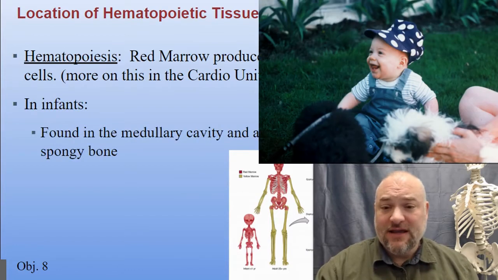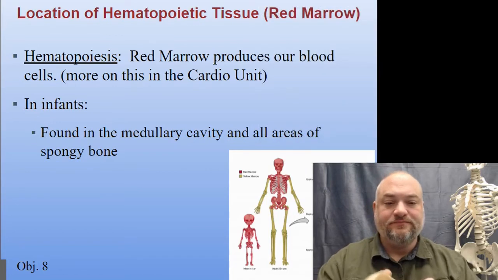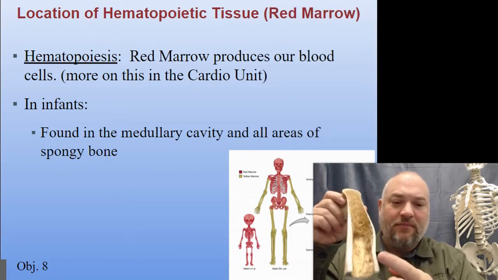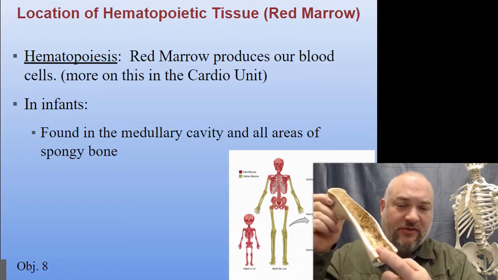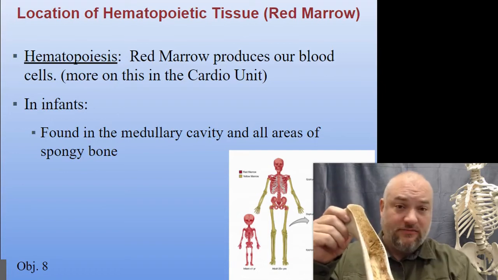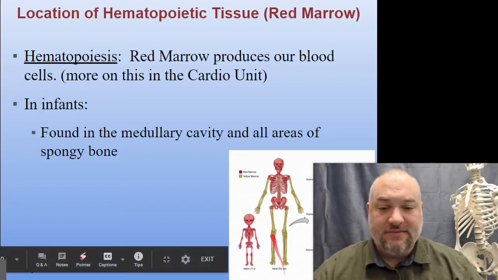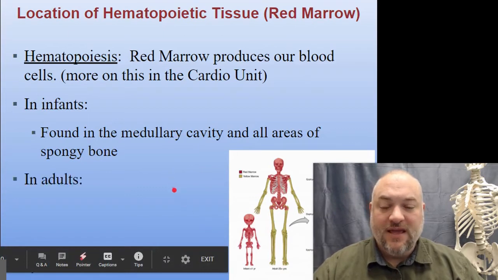Now, in infants, it's found in the medullary cavities and all areas of spongy bone. So it's found in the spongy bone, but also in the medullary cavity of the bones. It's all red marrow when they're babies. And you can see that down here in this image, all red marrow.